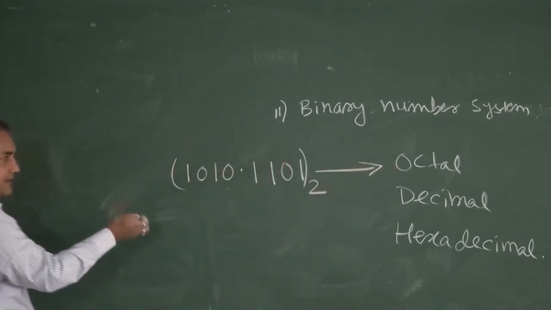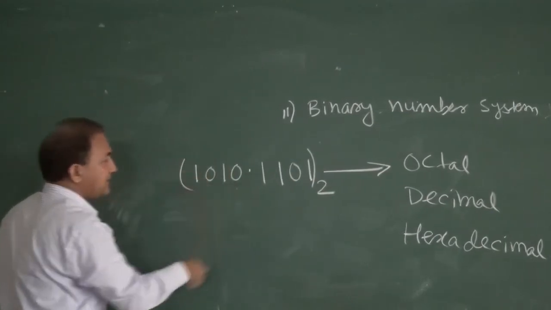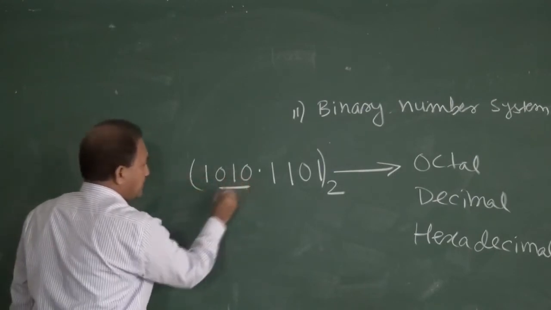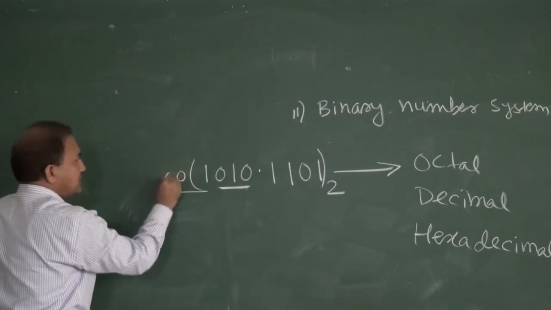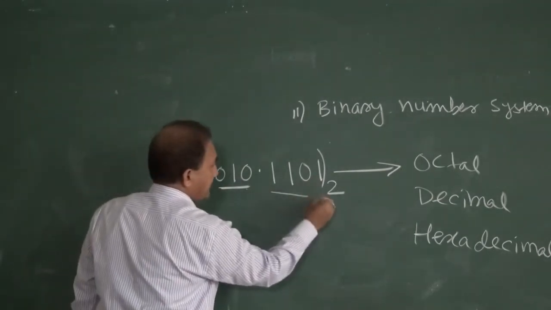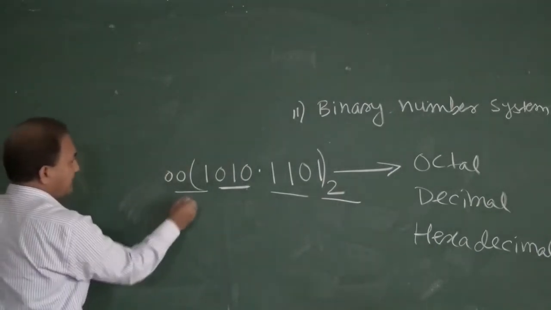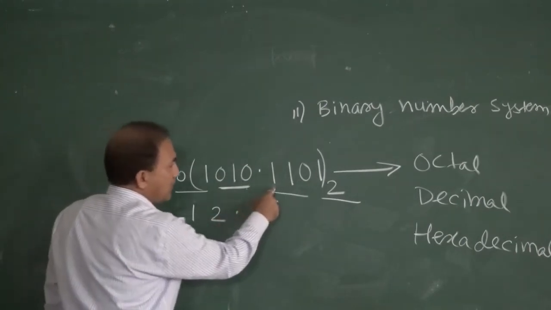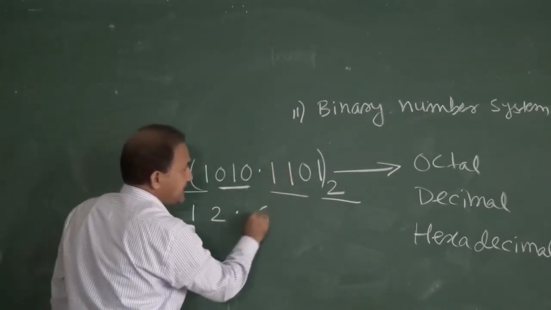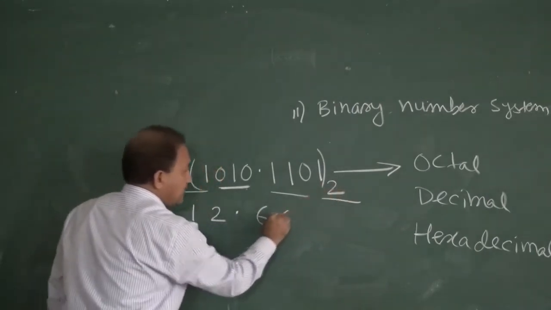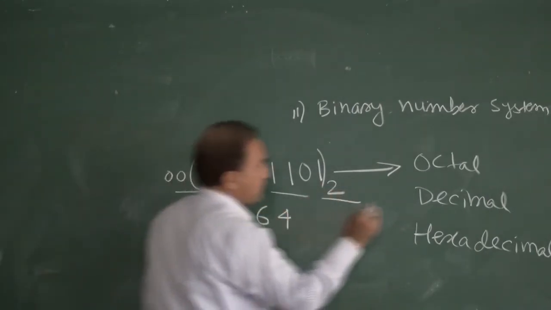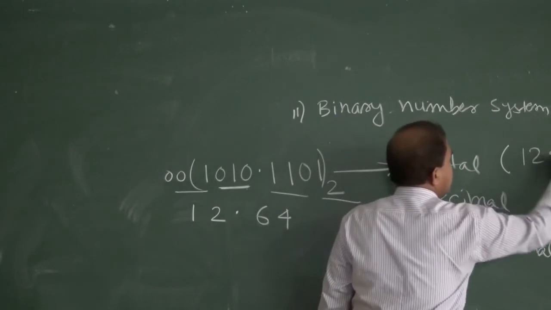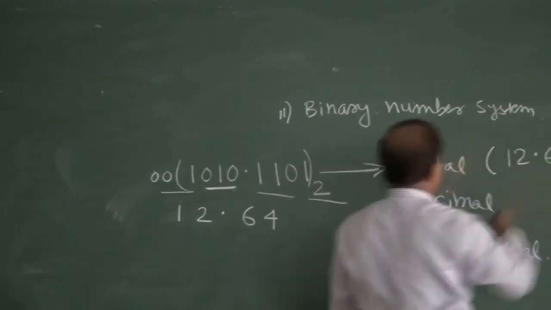In order to convert this binary number to an octal number, we have to combine 3 bits: 0, 1, 0, and again this 3, 0, 0, this 3, and this. So 0, 1, 0 means 2, dot 1, 1, 0 means 6, 1, 0, 0 means 4. It is 12.64 in the octal number system.